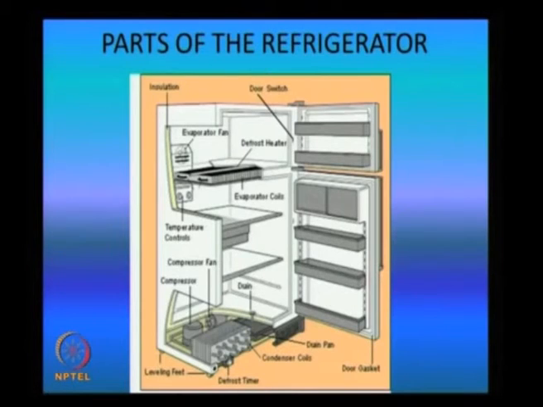And you can see the parts of the refrigerator. The main parts are the evaporator, compressor, condenser and expansion valve. And it is a thermally insulated compartment and heat pump which transfers heat from the inner body to the outer environment and cools the fridge inside.